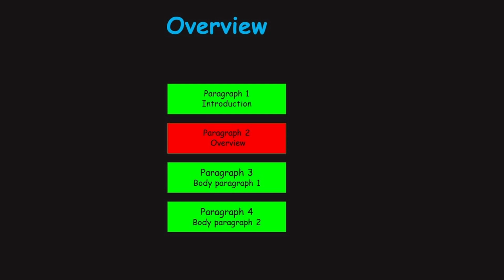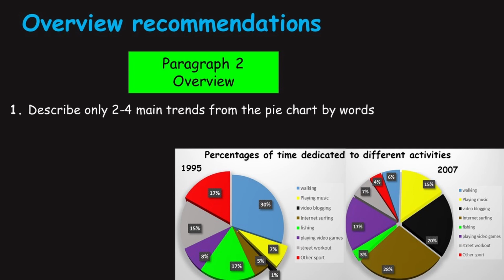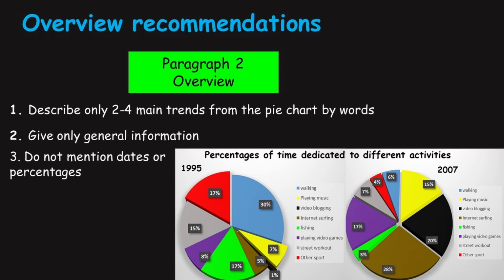Paragraph 2. Overview. Before we start, look at the list of recommendations for a perfect overview. Describe no more than 4 main trends from the pie chart, ideally 3. Give only general information from the pie chart. Do not mention dates or percentages in your overview. Detailed information will be described in body paragraphs.